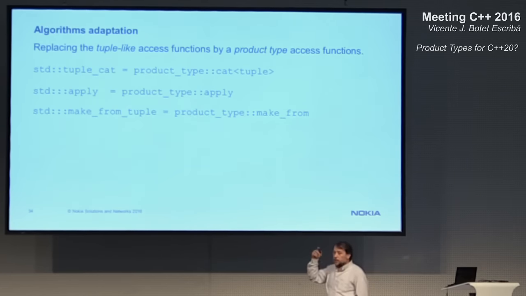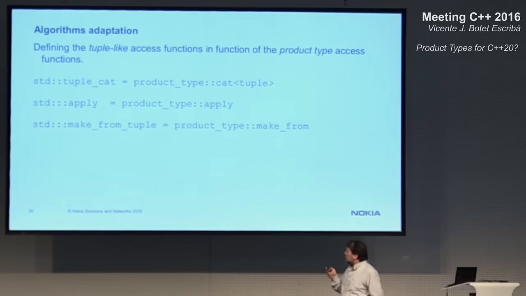So if we are able to define for all these types functions like cat, apply, and make from, we can define the existing ones that work with a subset of these types so that this function works for all the product types. Well, what's happening?